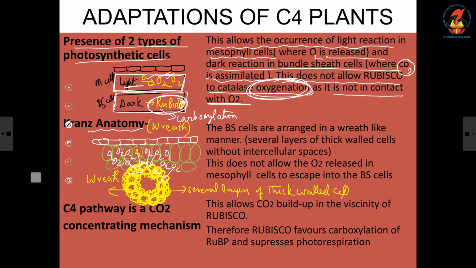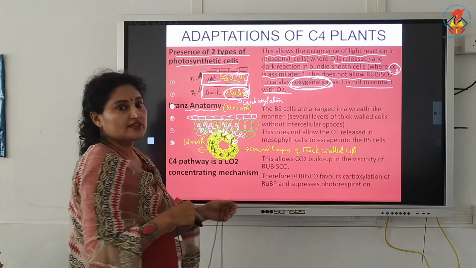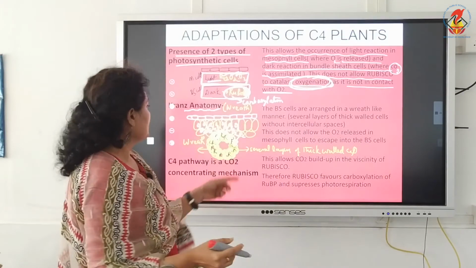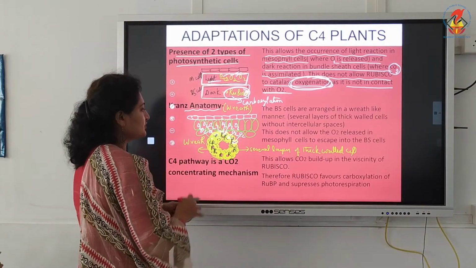See rubisco, if I indicate with black, our rubisco is here. Inside the bundle sheath cells, our rubisco is present. If at all it comes in contact with oxygen, it will catalyze the wasteful process called photorespiration. But there is no chance. Why is there no chance? Because the bundle sheath cells are thick walled and impervious to the gas. Therefore, no chance of oxygen that is produced in the mesophyll cells to get into the bundle sheath cells.